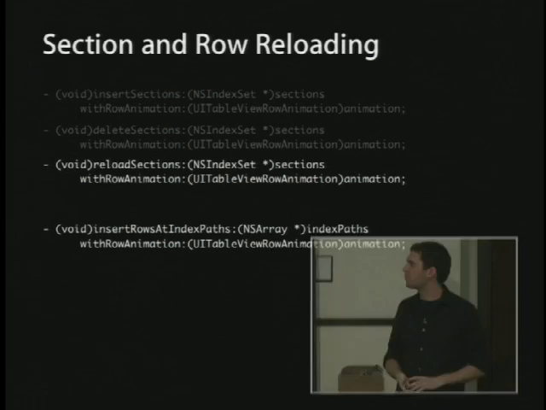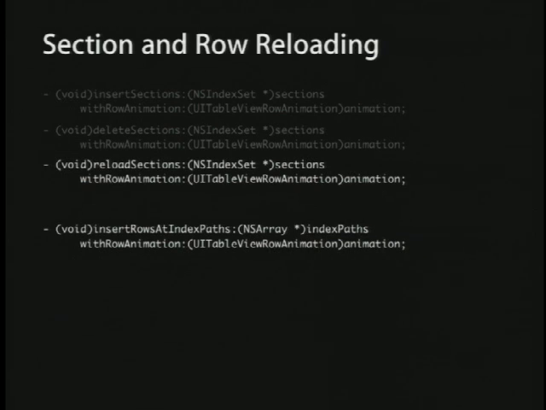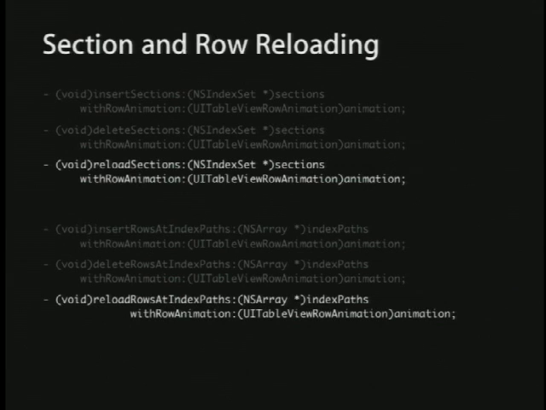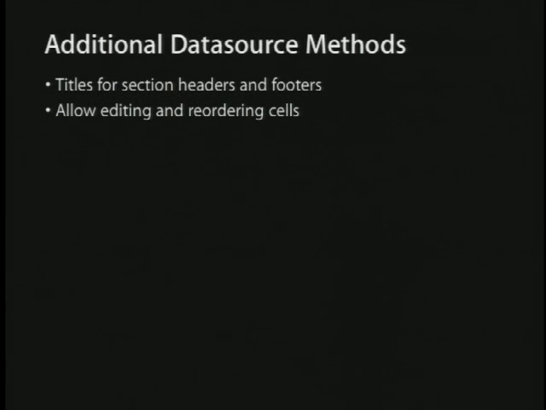Similarly, we have the same thing for particular rows. There's insertRowsAtIndexPaths, which takes an NSArray of NSIndexPaths to be inserted. deleteRowsAtIndexPaths to delete particular ones, and then reload for reloading an array of index paths. There's some additional data source methods that allow you to do some other things like set up those section headers and footers that we talked about. The table headers and footers are properties on the table view. You just assign those views.